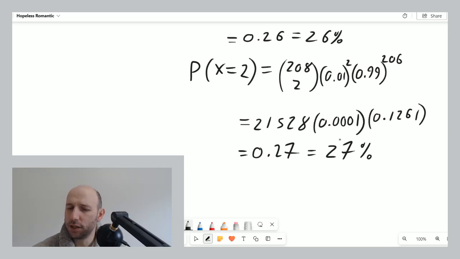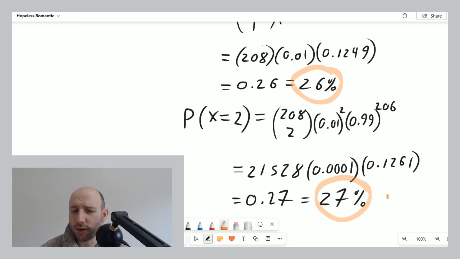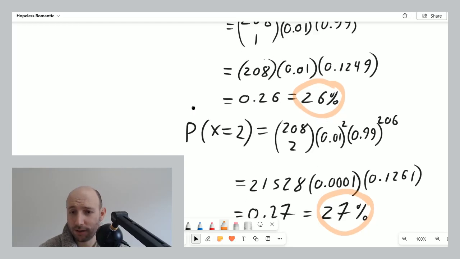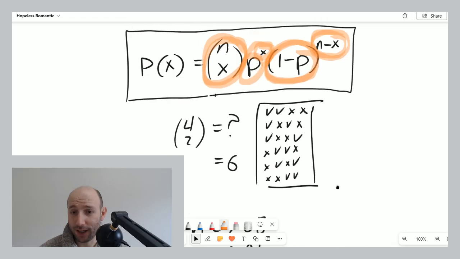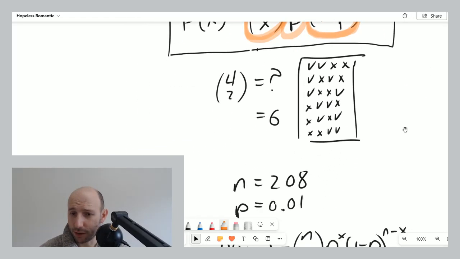Okay, so the chances they meet one person is 26%. The chances they meet 2 people is 27%. That's already more than 50%. There's a higher than 50% chance that they're going to meet 1 or 2 people over the course of a year. Okay, so suddenly our hopeless romantic here has a reasonable chance of actually meeting 2 people that they're connecting with over the course of a year.